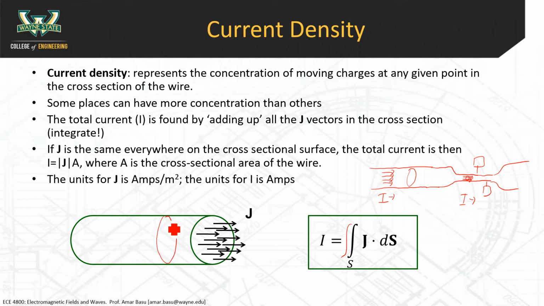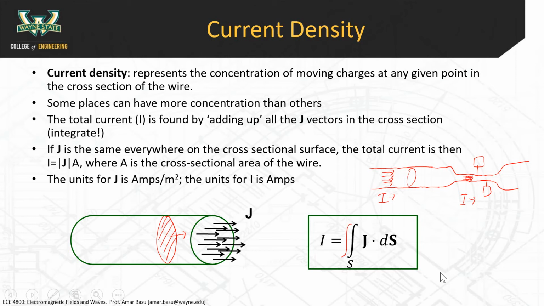Okay, so this is ds. Right, and the direction for the ds vector points orthogonal to the surface. So this way you know the orientation of ds. So you'd figure out J, you'd figure out ds, and then you figure out the total current this way.